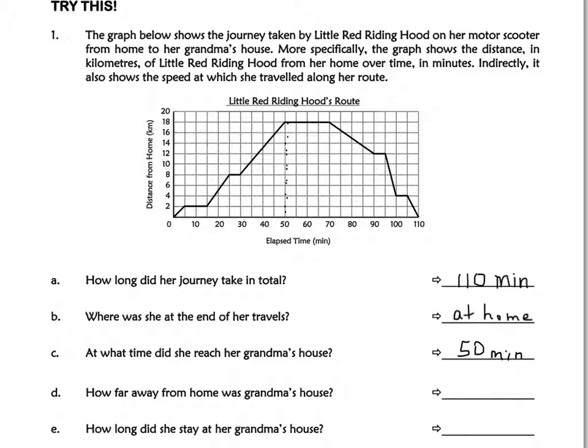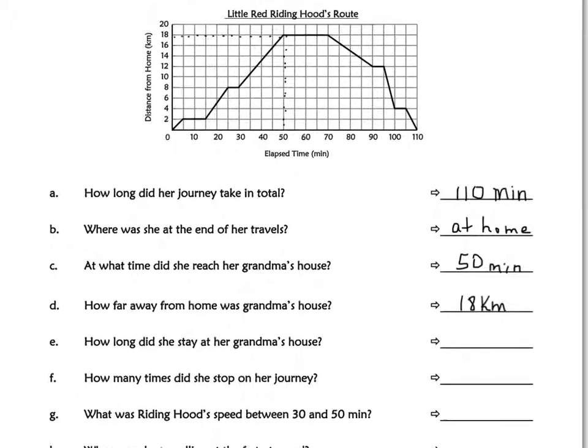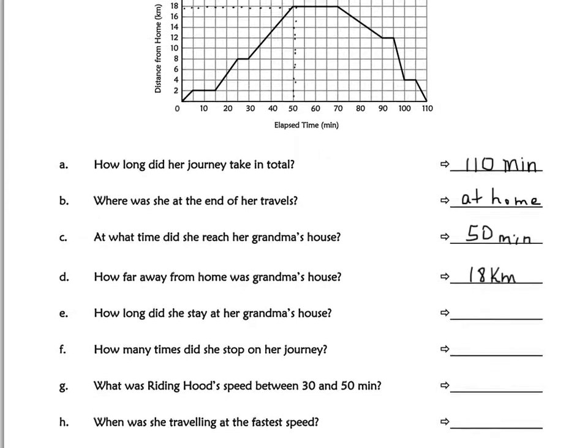How far away from home is Grandma's house? If you look at the vertical axis to figure out what coordinate goes with that particular time, it's 18 kilometers. How long did she stay at her Grandma's house? The horizontal line starts at 50 minutes and stops at 70 minutes, so that's a difference of 20 minutes.